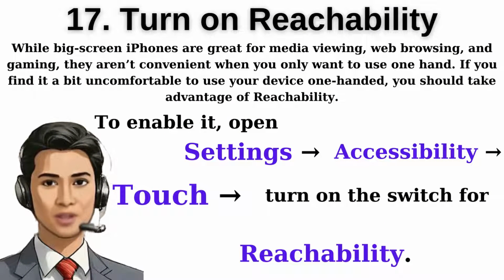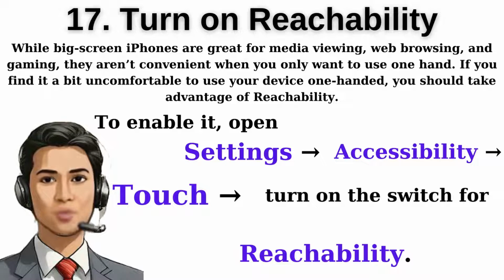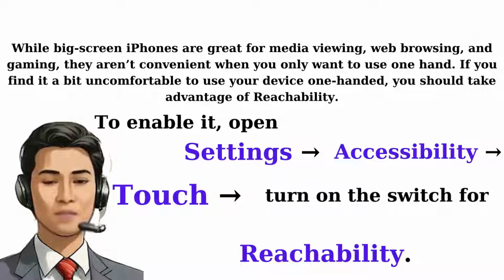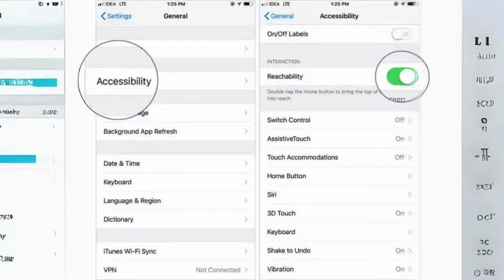17. Turn on Reachability. While big-screen iPhones are great for media viewing, web browsing, and gaming, they aren't convenient when you only want to use one hand. If you find it a bit uncomfortable to use your device one-handed, you should take advantage of Reachability. To enable it, open Settings, Accessibility, Touch, and turn on the switch for Reachability.